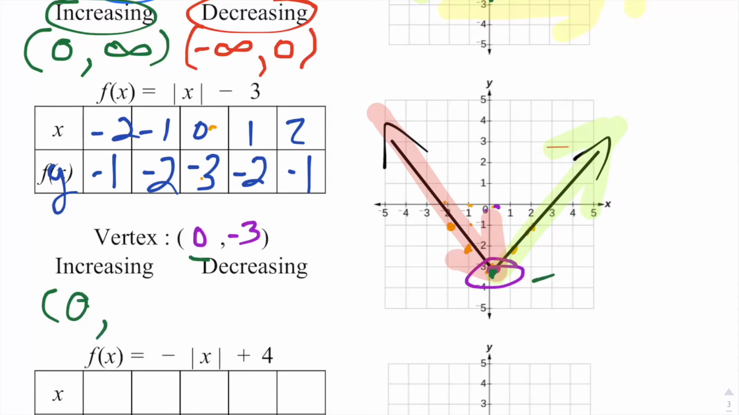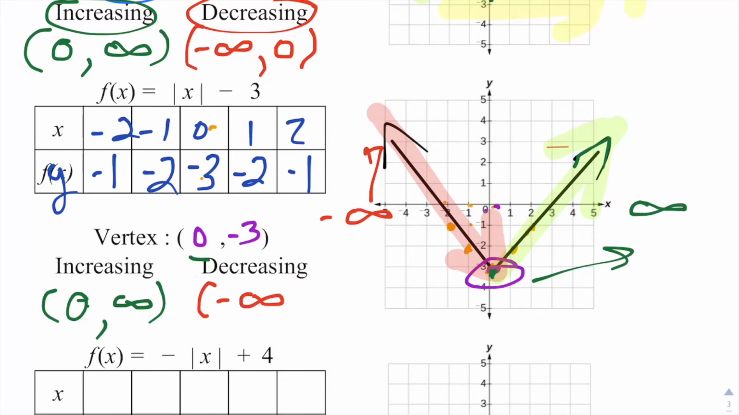And then it goes on forever. That's what this arrow means, all the way out here to the largest x value that we know, which is positive infinity. Now looking at the decreasing side, this graph starts all the way out here at -infinity. So I start decreasing at -infinity, and then I decrease, and I hit the vertex. My x value at the vertex is 0, so that is where I stop decreasing. So my increasing interval is 0 to infinity. My decreasing interval is -infinity to 0.